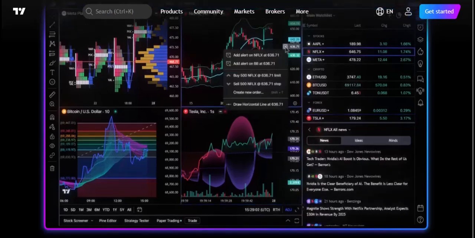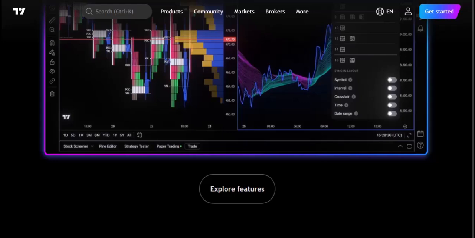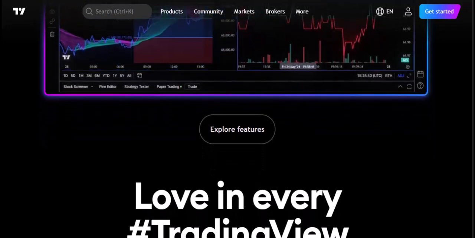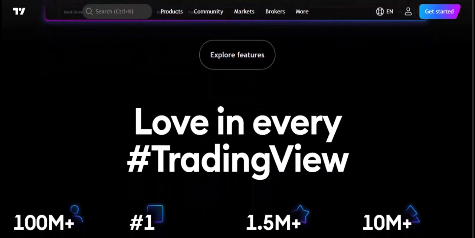For someone just starting to learn about technical analysis, identifying chart patterns, and experimenting with basic indicators like moving averages or RSI, the basic plan offers a fantastic, risk-free environment to learn and practice.